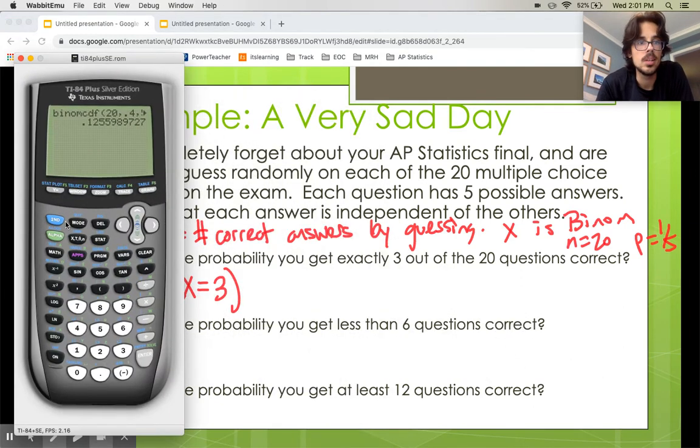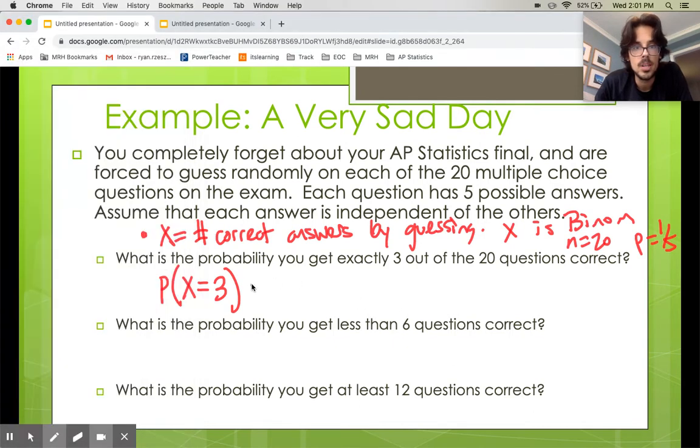So on my calculator, I want equal to 3. Since it's an equals problem, I'm going to do PDF, not CDF for this one. There are 20 trials, that's n. Probability of success is 1 out of 5, or I could do 0.2, and my x value is exactly 3. And then you just do it, and it gives you the answer a little easier than having to use the formula. So it's like 0.2053.